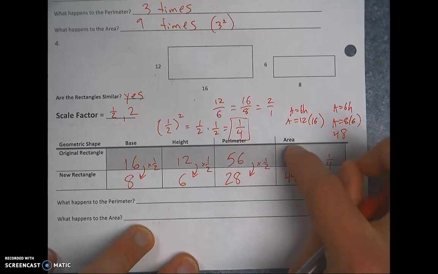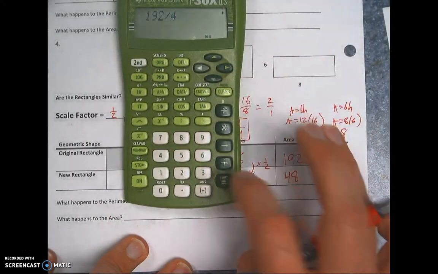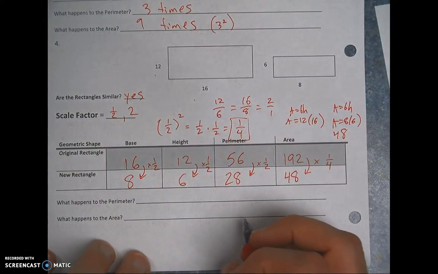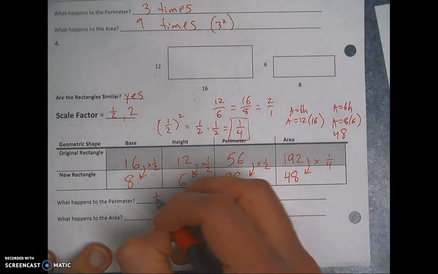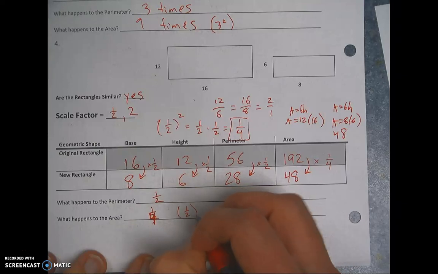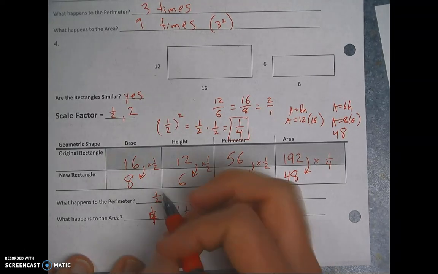And so how do I tell if this is 1/4 the size? Divide. 192 divided by 4 is 48. So this is 1/4 of the size. So what happens to the perimeter? It's half. What happens to the area? It's 1/4, which is 1/2 squared. So even in a reduction, it's still going to be the scale factor squared.